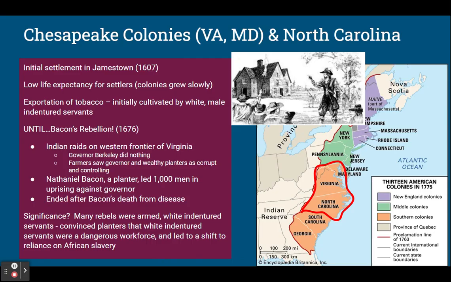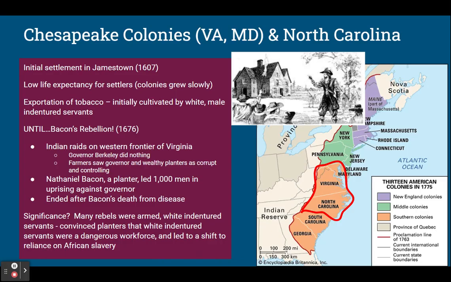They weren't very healthy. They were tidewater areas. They were very humid. They had a great deal of mosquitoes, which means they had a lot of malaria as well. Other problems included dysentery and typhoid. As a result of that, a lot of people died. There was actually a pretty short life expectancy. Now, they did grow mainly because new settlers were coming from England fairly often.